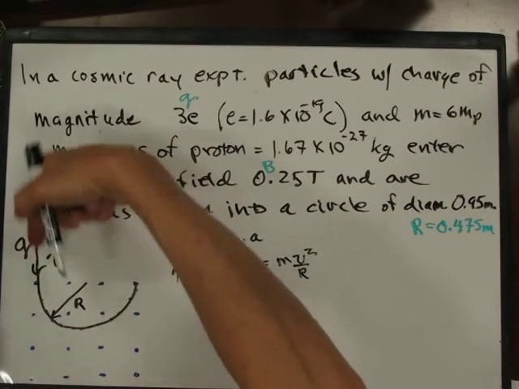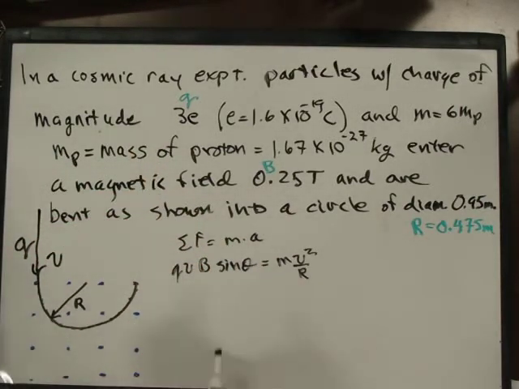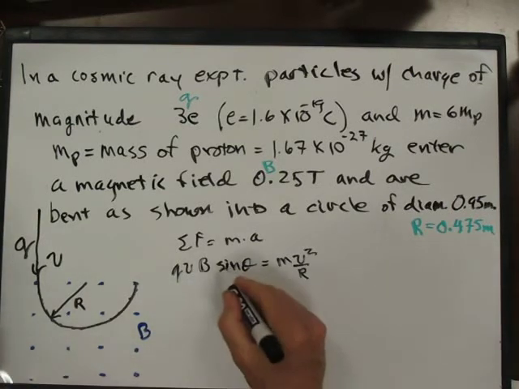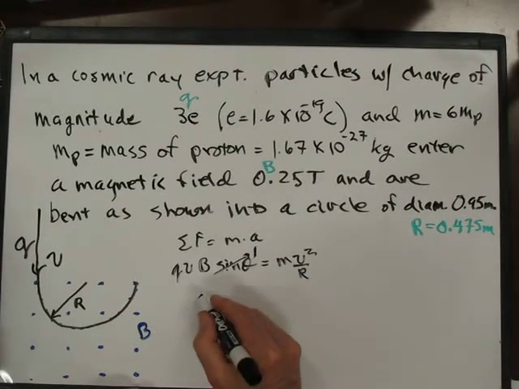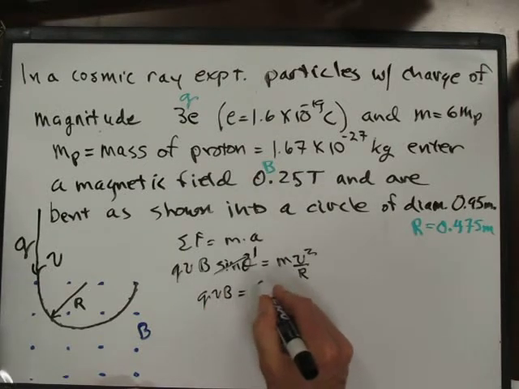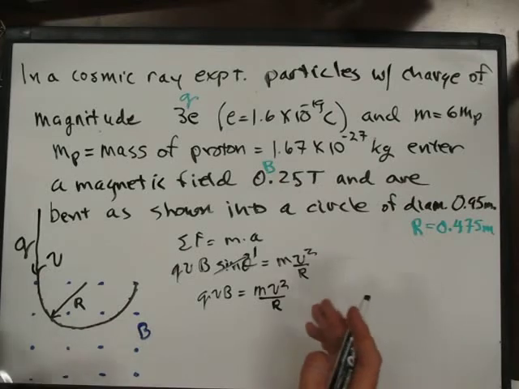Since the velocity is this way and the magnetic field is up, my magnetic field here is B. That's the thing that's pointing up, because that's what the dots mean. Then the sine term is just 1 because it's the sine of 90 degrees. And so I get QVB equals mv squared over r. Whatever questions I have to answer, I'm going to need to use this one.